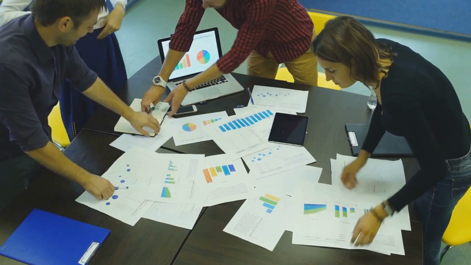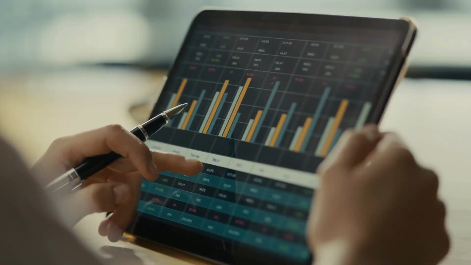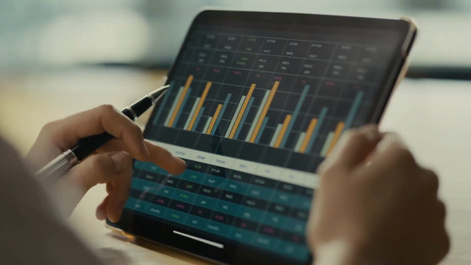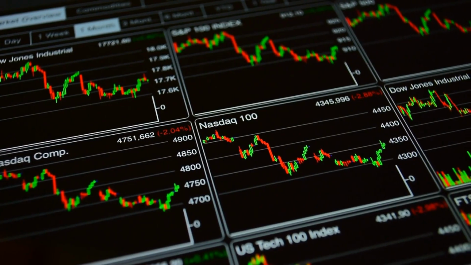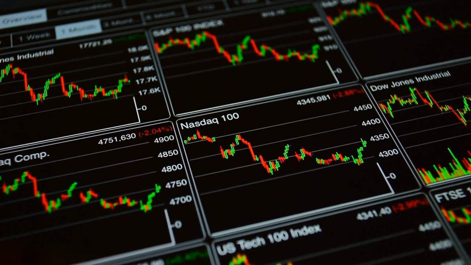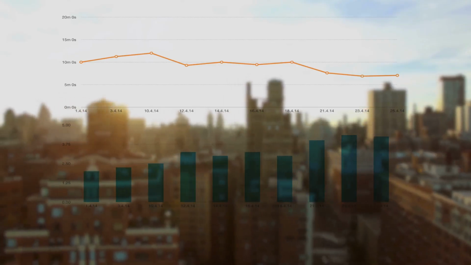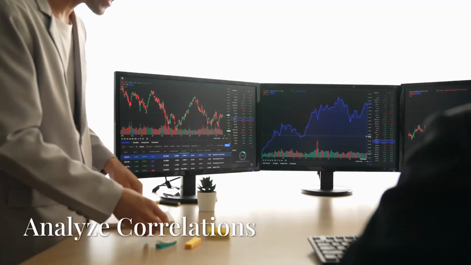First, it's important to review historical performance data. You want to compare average returns, standard deviation, which is basically volatility, and Sharpe ratios for different asset classes. Also, make sure to examine how each asset class performed during various market conditions like recessions or bull markets. For example, equities may show strong returns in bull markets, while bonds tend to perform better in downturns.